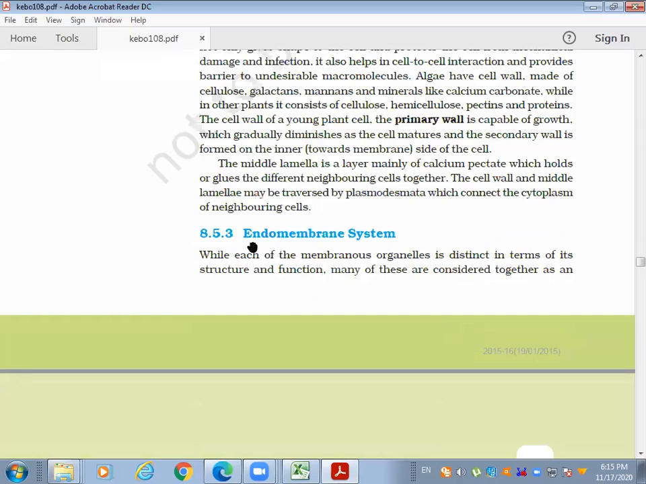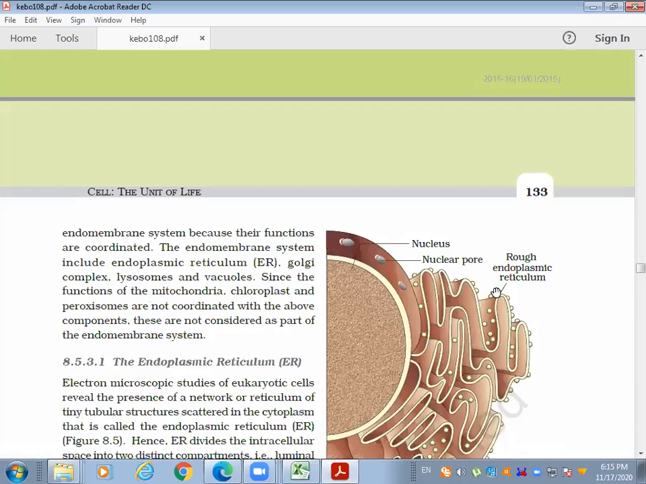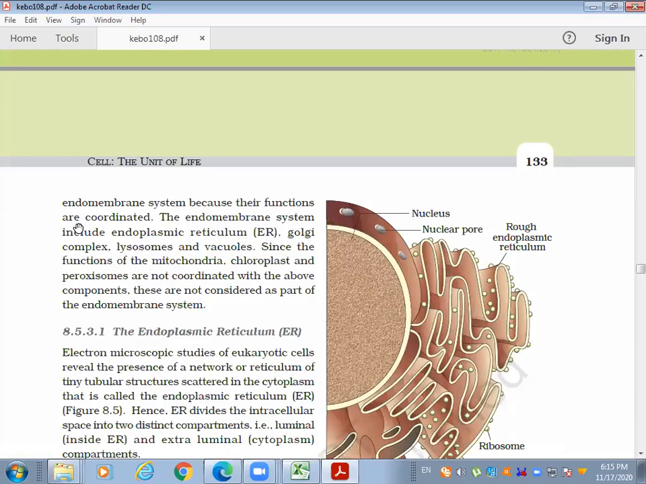Endomembrane system. Moving on to the endomembrane system. While each of the membranous organelles is distinct in terms of its structure and function, many of these are considered together as an endomembrane system because their functions are coordinated. The endomembrane system includes endoplasmic reticulum, Golgi complex, lysosomes, and vacuoles. Since the functions of the mitochondria, chloroplast, and peroxisome are not coordinated with the above components, these are not considered as a part of the endomembrane system.